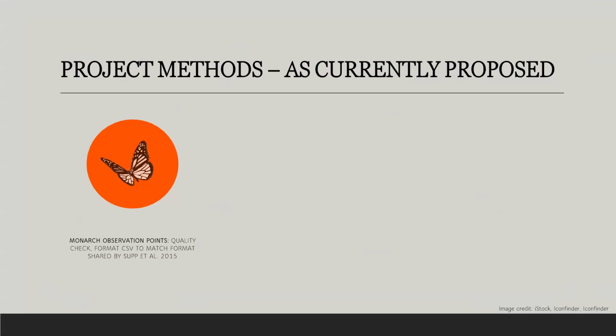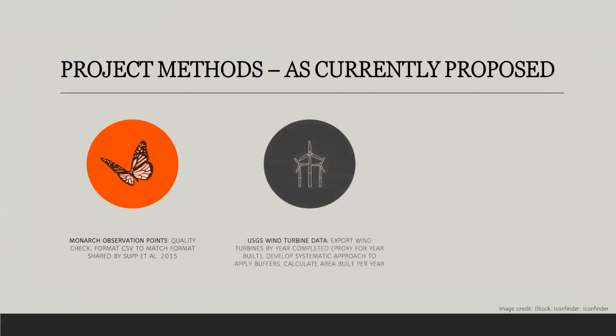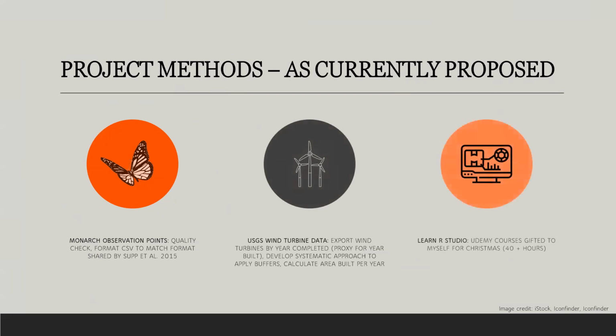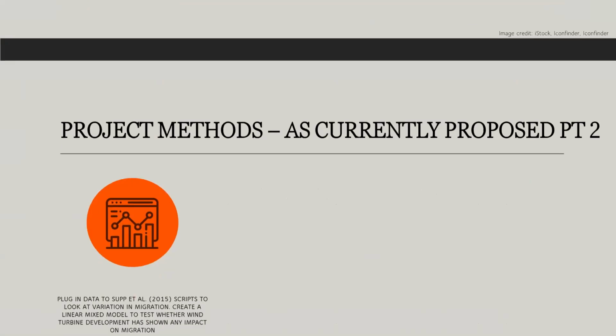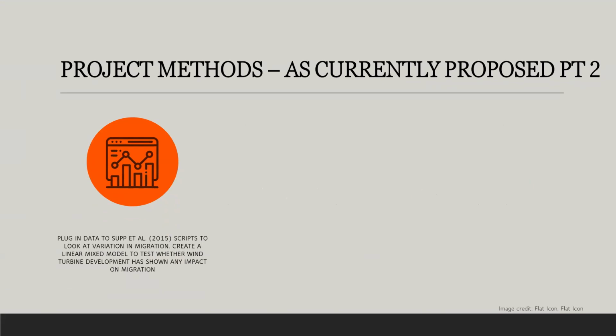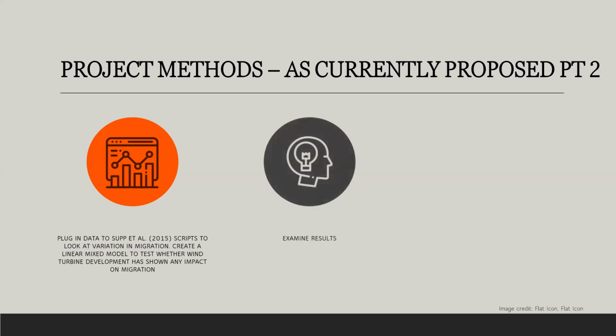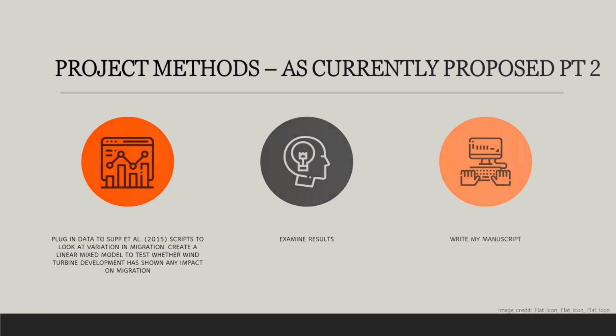So first I need to standardize my monarch observations. I need to pull out the USGS wind turbine data by year. And my main focus for now is learning RStudio, the 40 hours. Then I just need to plug in my data. The Hummingbird paper, Sepp and colleagues, they provided a brief overview of the way that they formatted their observational data. So I will need to mimic that to pull them into the scripts, examine my results, and write my manuscript.